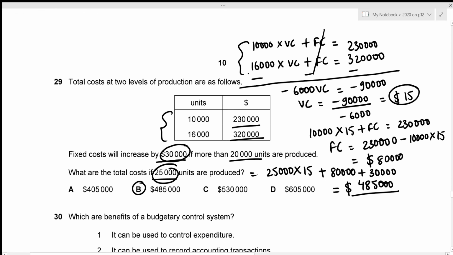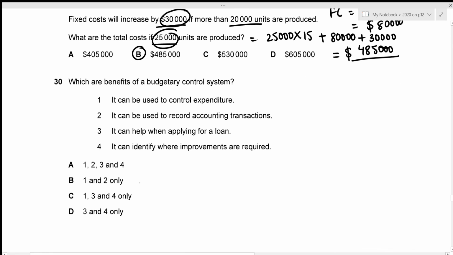Now we can move towards question number 30. Which are benefits of a budgetary control system? So the very first one is that it can be used to control expenditure, which is absolutely true because we forecast the expenses, right? Then the second one is it can be used to record accounting transactions. This is incorrect because this is only a budget, so it cannot be used to record accounting transactions.